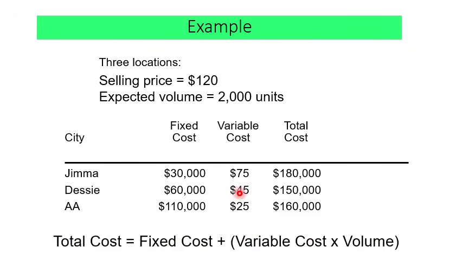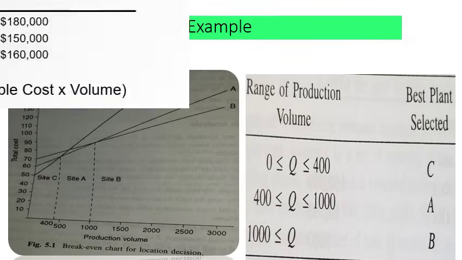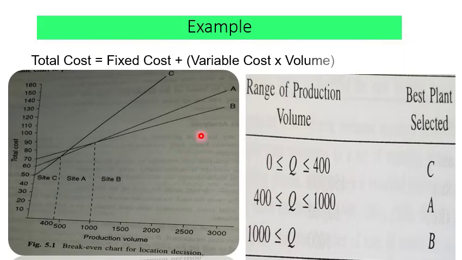The variable costs are this, and the volume is 2,000. So when we calculate the total cost, we get 3 total costs for each location. As we see from the formula, the total cost can be obtained by adding fixed cost plus variable cost times volume.